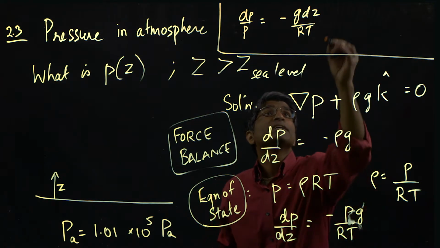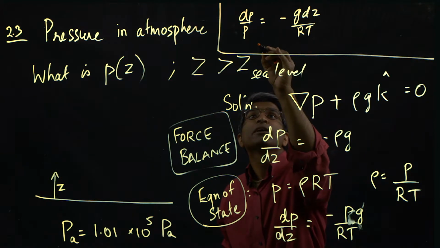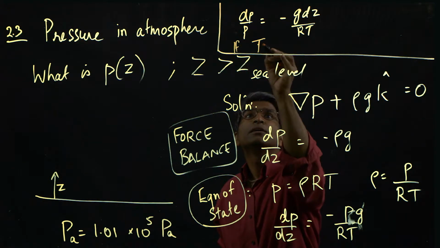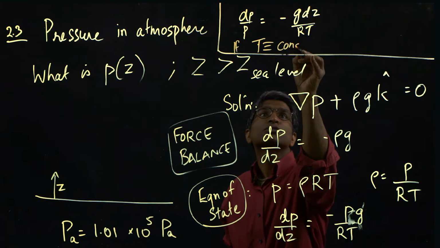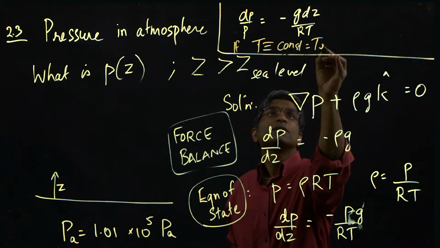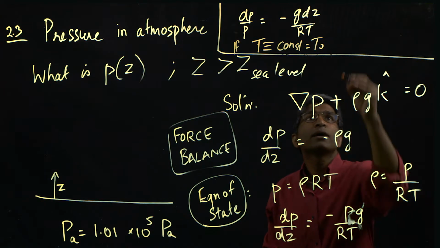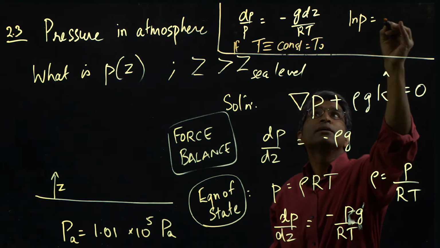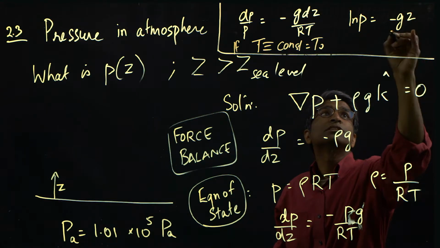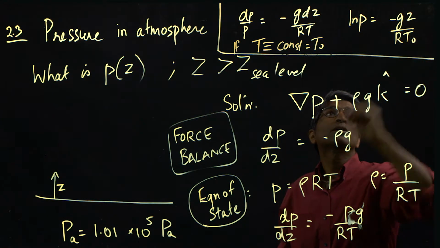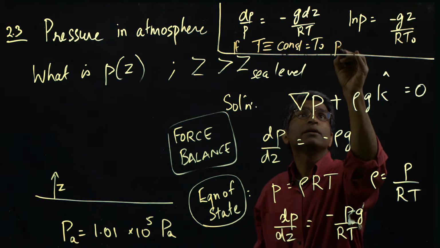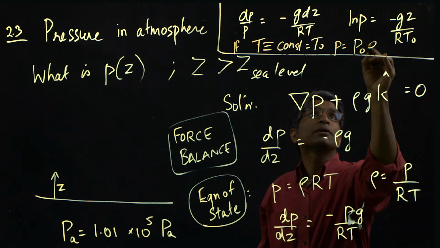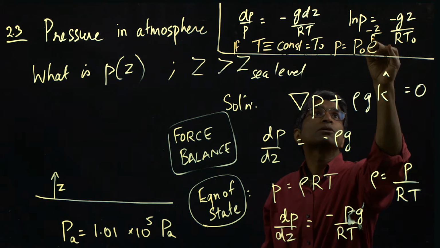For the simplest case, if we are now given T, if T is assumed constant, say T naught, then I could integrate this and say log P is minus gz over R T naught, or P equals P naught e to the minus gz over R T naught.